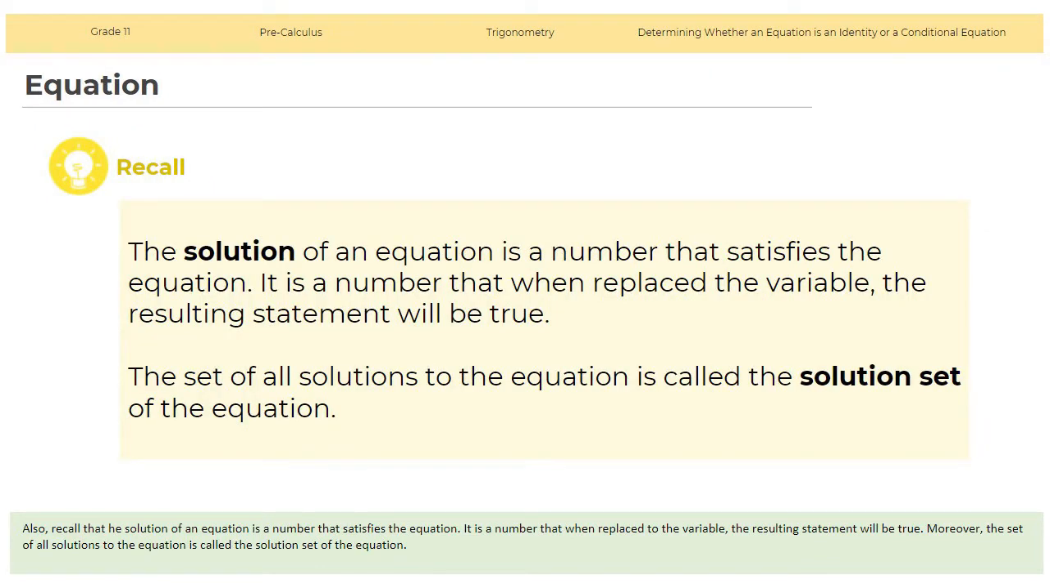Also, recall that the solution of an equation is a number that satisfies the equation. It is a number that, when replaced for the variable, makes the resulting statement true. Moreover, the set of all solutions to the equation is called the solution set of the equation.